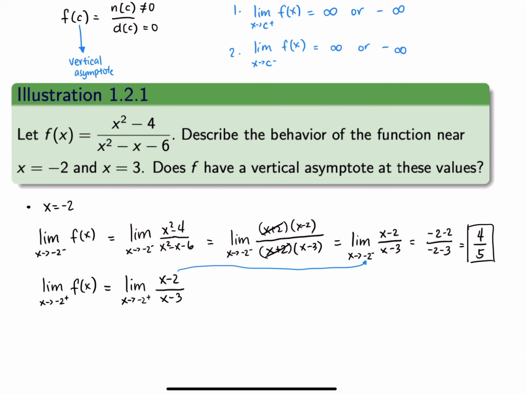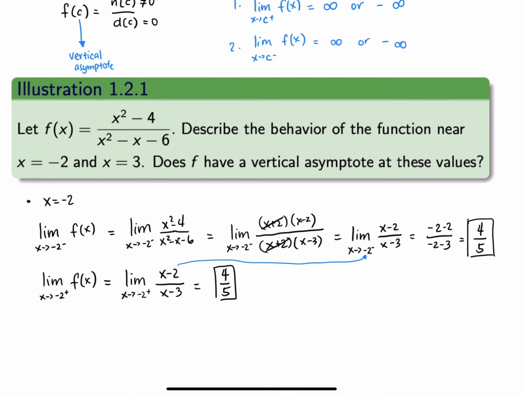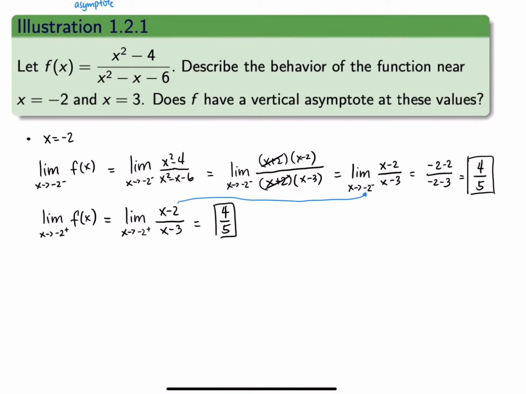Then by direct substitution, this is also 4/5. Okay, so this means that since the one-sided limits are the same, the limit of f of x as x approaches negative 2 is equal to 4 over 5, or 4/5.